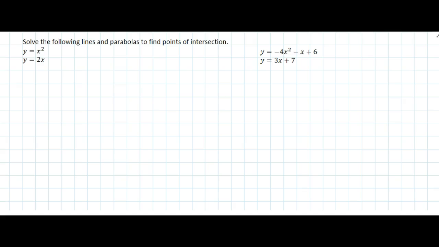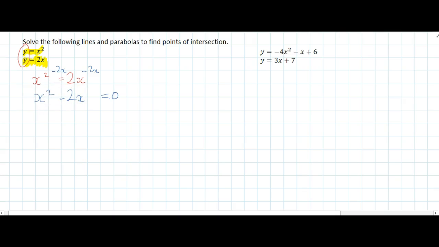Solve the following lines and parabolas to find points of intersection. This time we haven't got horizontal lines. We've got 2 examples. There's a standard parabola here, and this will actually be a diagonal line. It's the same process. Because they're both equal to y, we can make them equal to each other. So x squared is equal to 2x. We can't solve that. We need to take 2x from both sides to get an equation equal to 0.